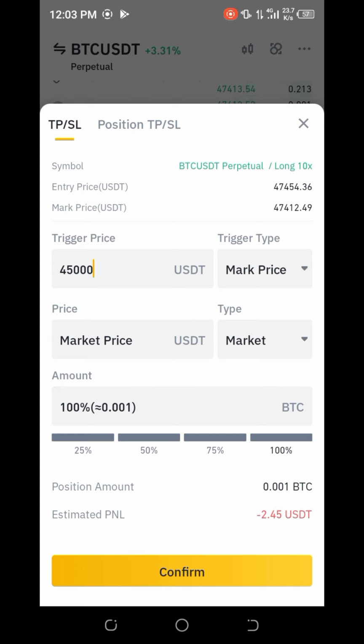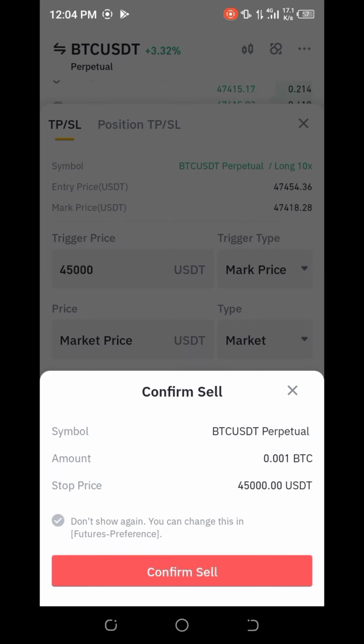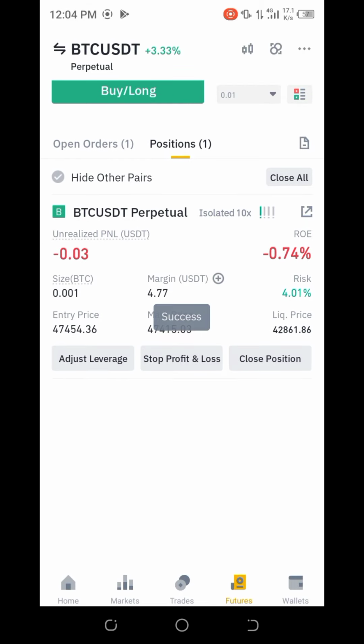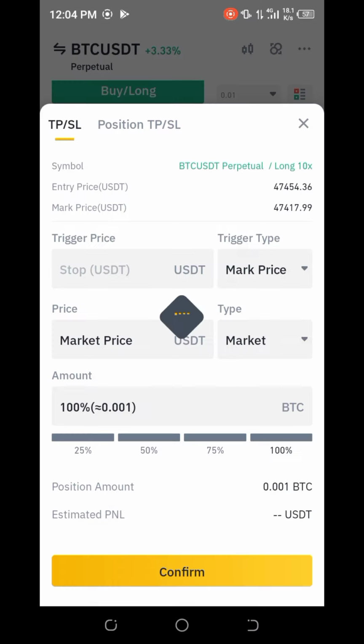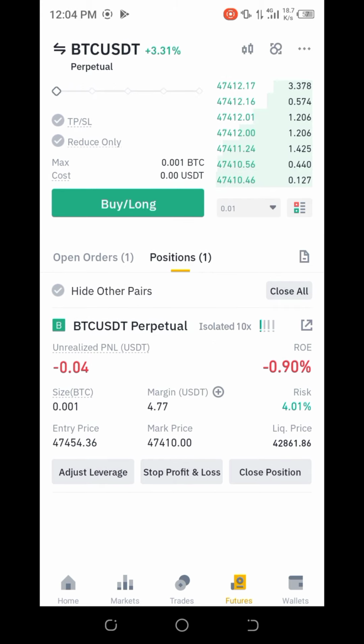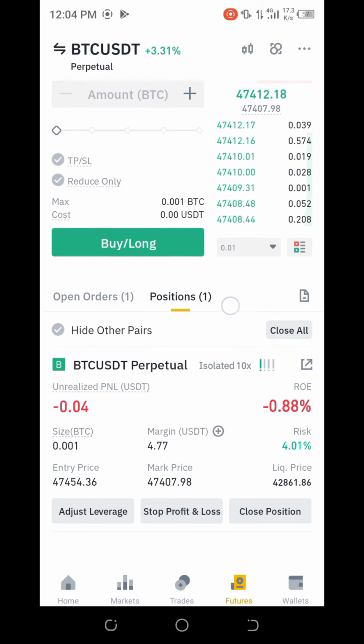This market I entered here is just for tutorial sake. It's not that I planned the market. So what I'm going to do here is that after setting the stop loss at 45,000, I confirm it. If BTC gets to that very price of $45,000, the market will cut and then leave your remaining balance for you.